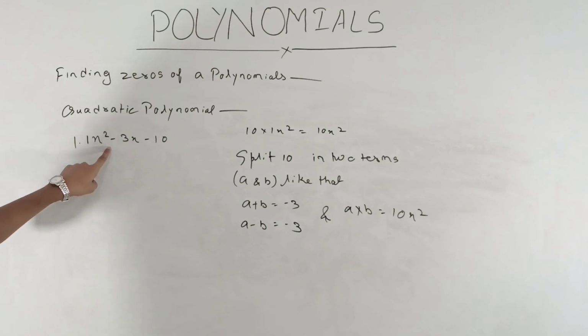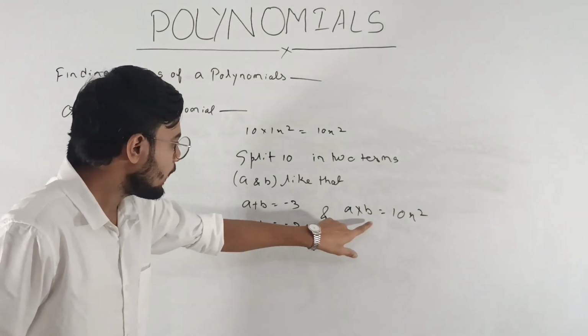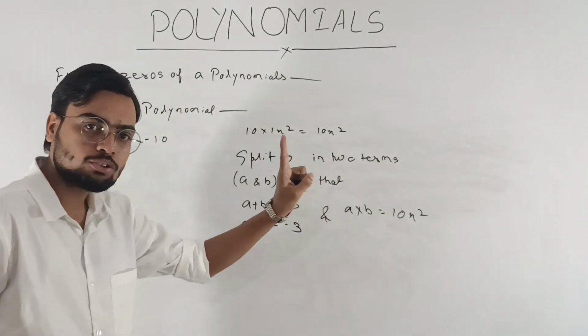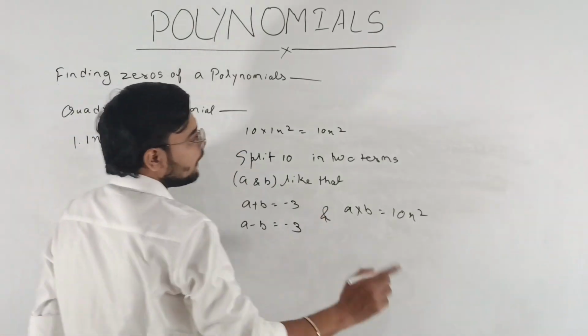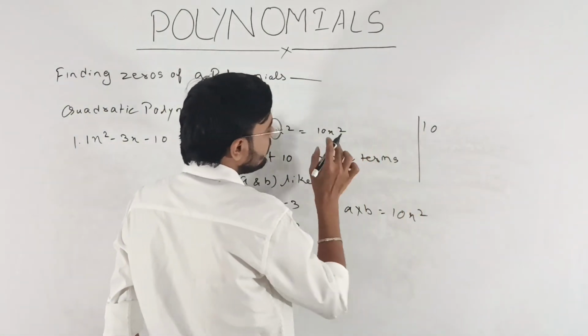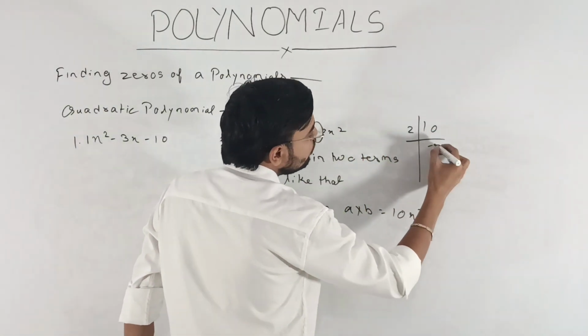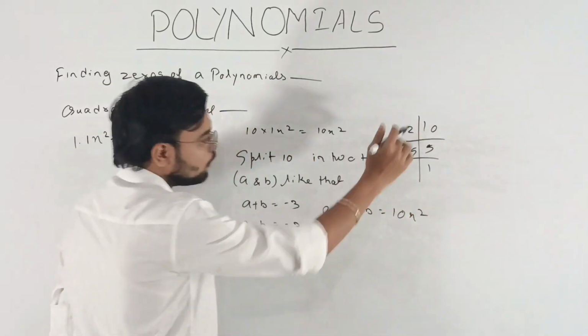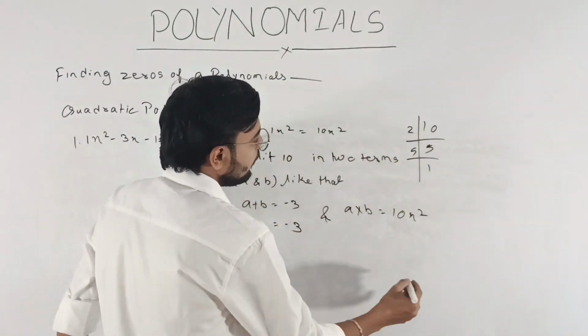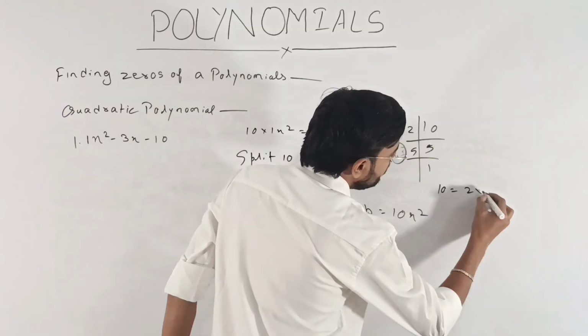We get middle term minus 3, and if we multiply these two terms, we get 10x square. Understood? Now, for splitting this, we do prime factorization of this result. Now, 2, 5, and 1. We get 5 or 2. We write 10 is equal to 2 into 5.